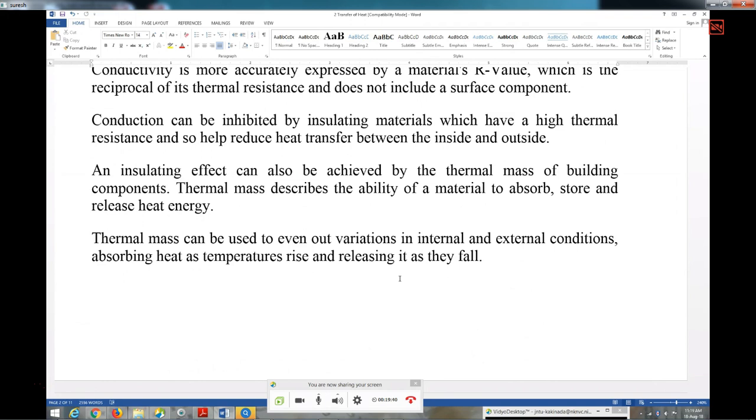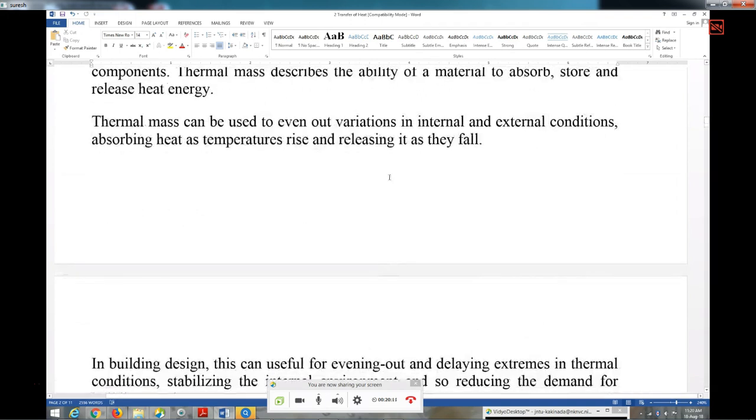this can also be achieved by the thermal mass of building components. The thermal mass describes the ability to store and release heat energy. Firstly, whenever a material has a low heat absorption property, then it is a good insulating material for heat. The thermal mass can be used to even out differences between external and internal conditions, absorbing heat as temperature rises and releasing it as power.